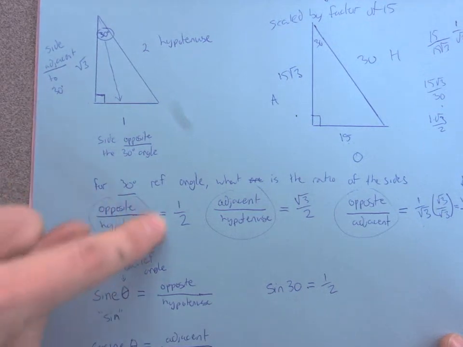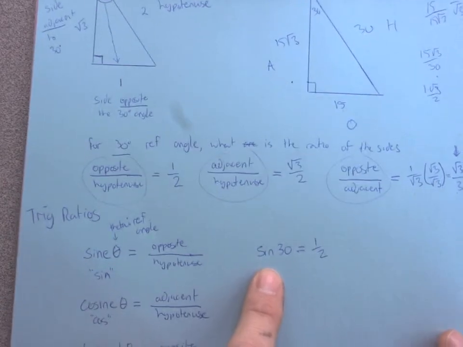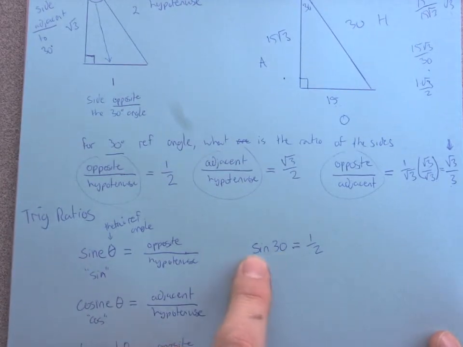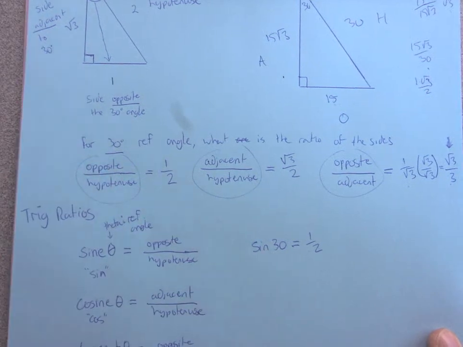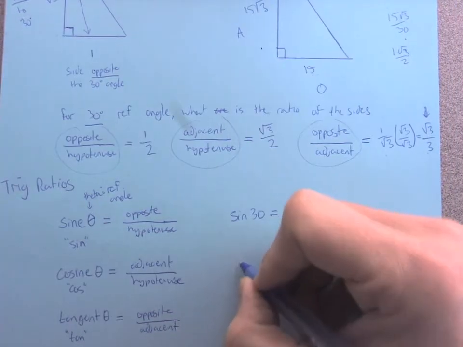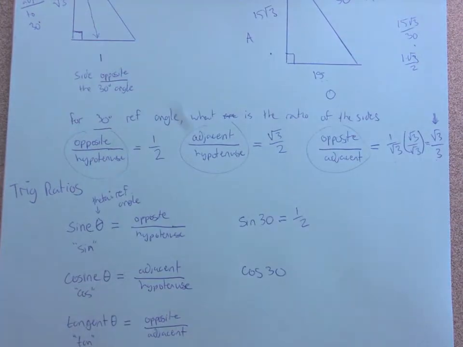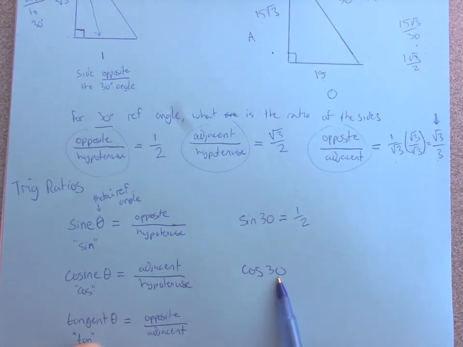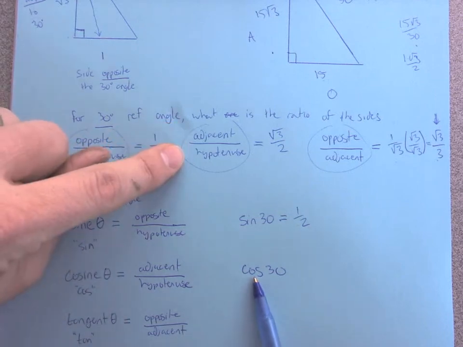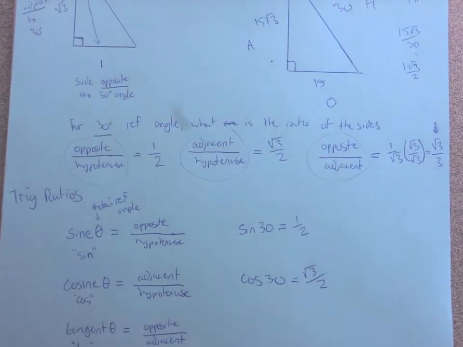So this stuff right here is just abbreviated this way. For a 30-degree reference angle, the ratio of the opposite side to the hypotenuse is always 1 to 2. That's what this means. It's a lot of information packed in there. That's why we wrote it up here. Okay, let's do cosine. Same idea. Cos of 30 is a lot of ideas crammed into a little piece of information. It's saying for a 30-degree reference angle, the ratio of the adjacent side to the hypotenuse will always be root 3 over 2, regardless of how big the triangle is.